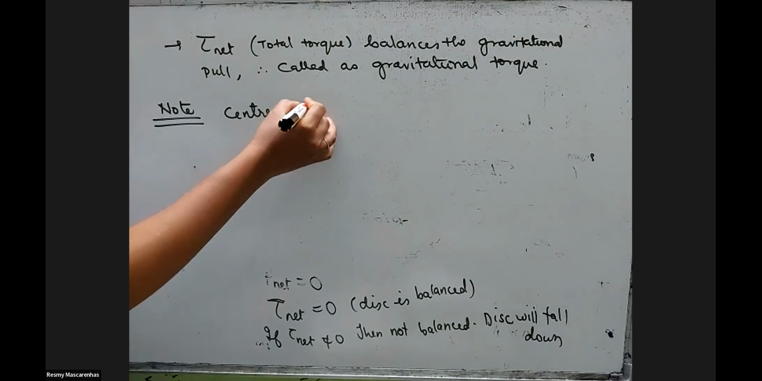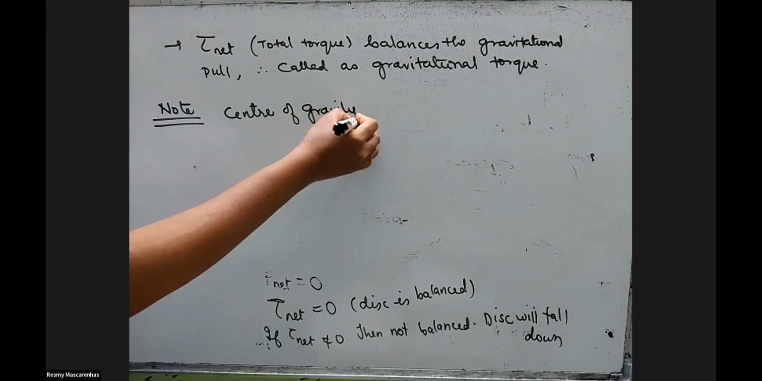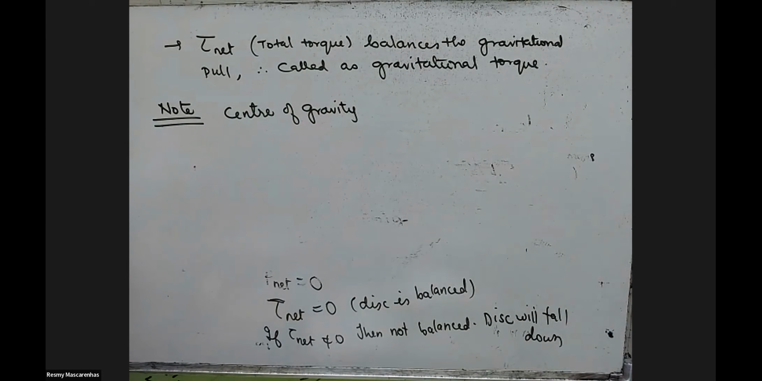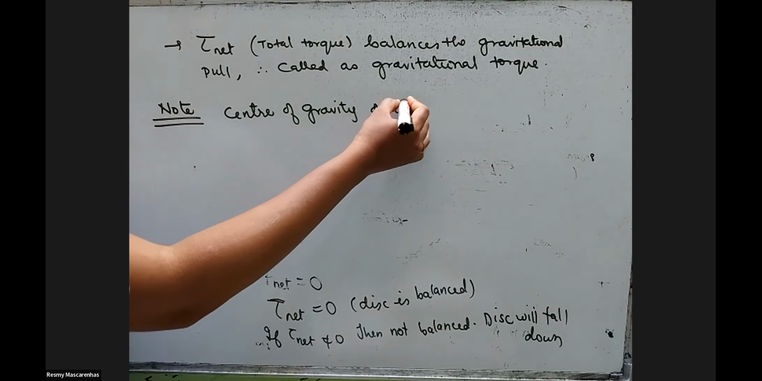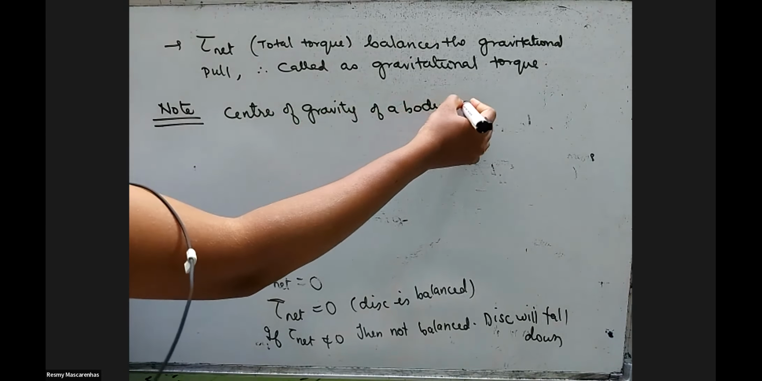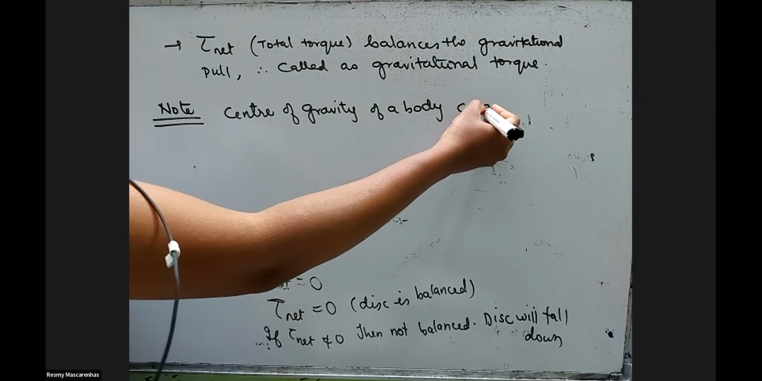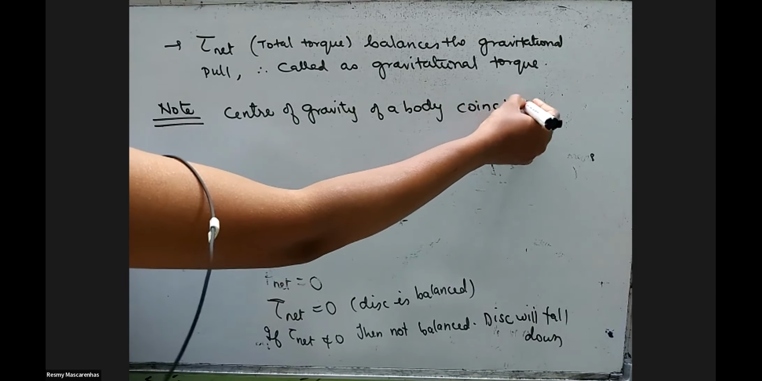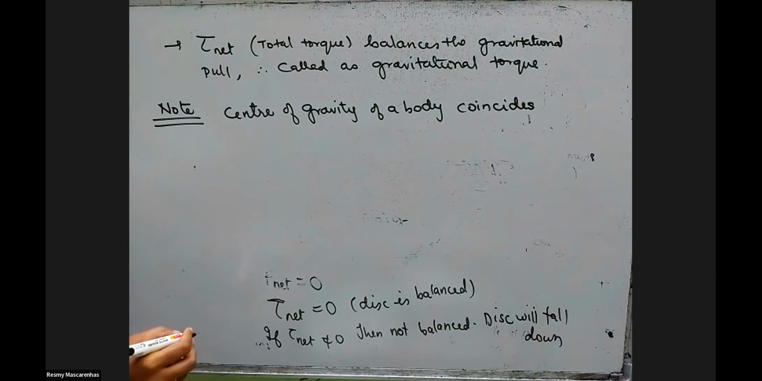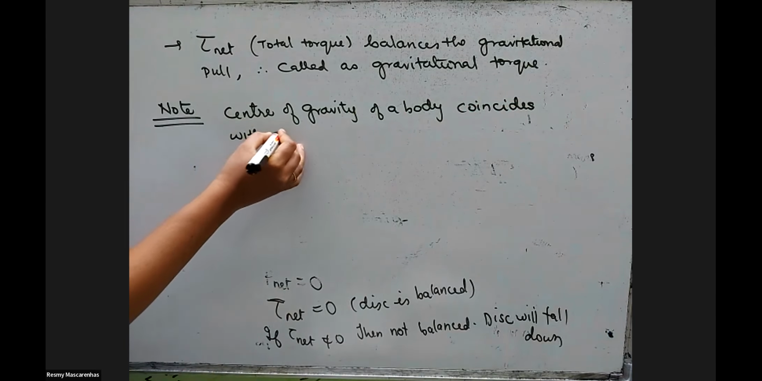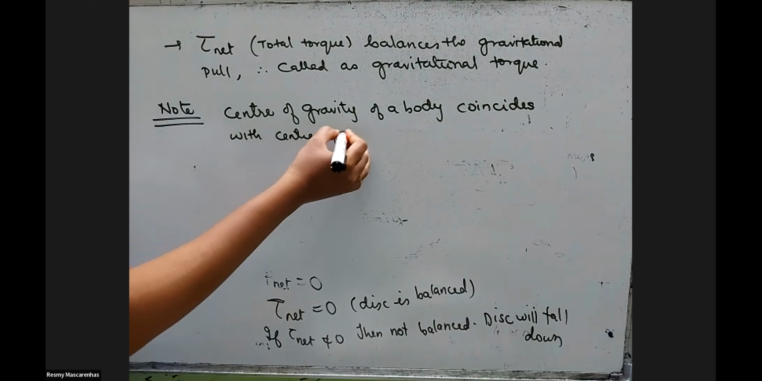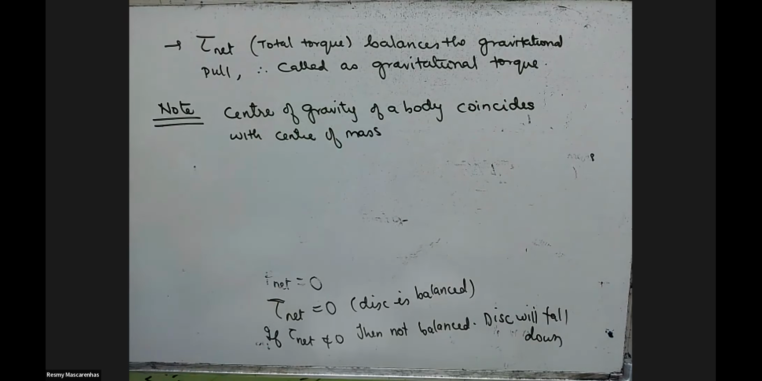Center of gravity of a body coincides with the center of mass. The center of gravity point will always lie at the center of mass. They will not be at two different places, because then one side the mass will be heavier, and that is not possible.